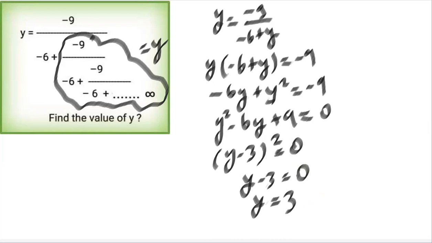You can double check. You can place 3 here. -9 divided by -6 plus 3, which is -9 divided by 3, -3. So it will be 3.